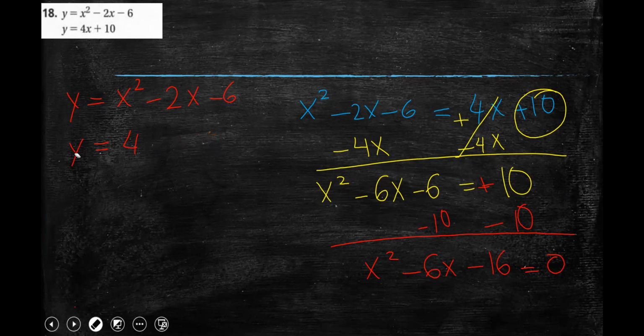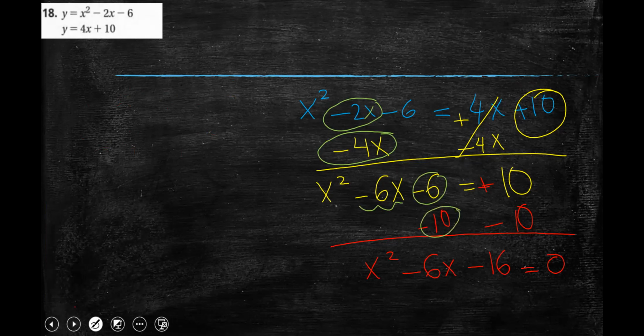Miss, why -6 with -10, it's equal -6? Why what? Here, negative 2x minus 4x is negative 6x. And negative 6 plus negative 10, I have the same sign, so I will add them, which will be negative 16.